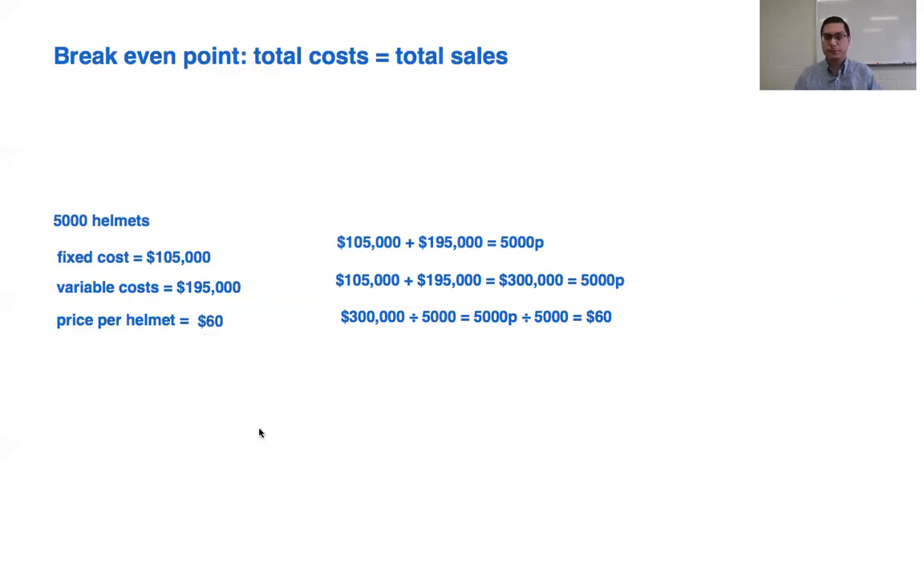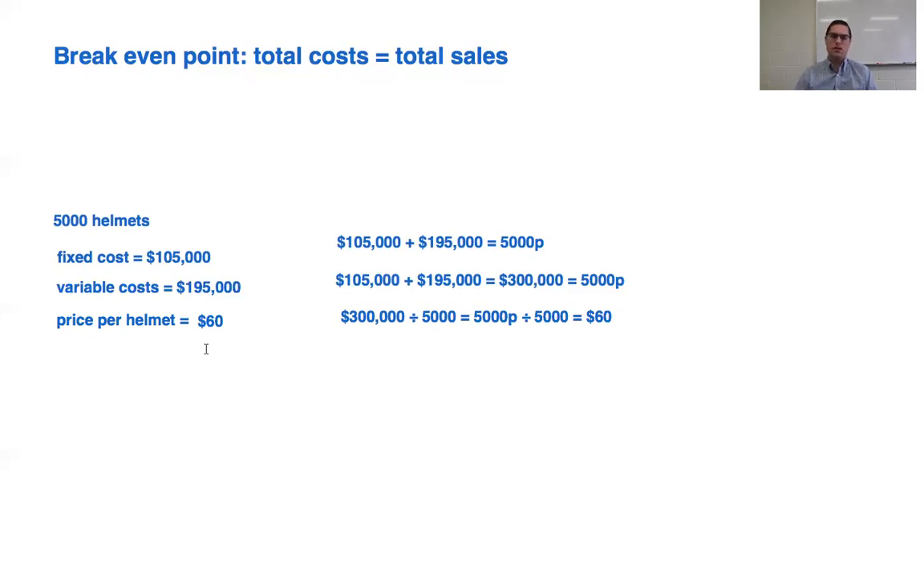Now, of course, is breaking even probably the goal of Baron Incorporated, this helmet manufacturing company? Do they want to get to the end of the year and say, yay, this year we had costs and sales that were exactly equal? We broke even. Whoopie-doo. Yeah, probably not. They want to make a profit. So if they want to make a profit, they're going to have to charge more than $60 per helmet. And then anything over $60 per helmet is going to be profit for them.